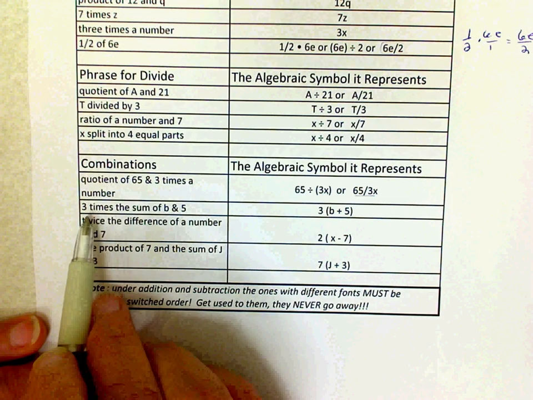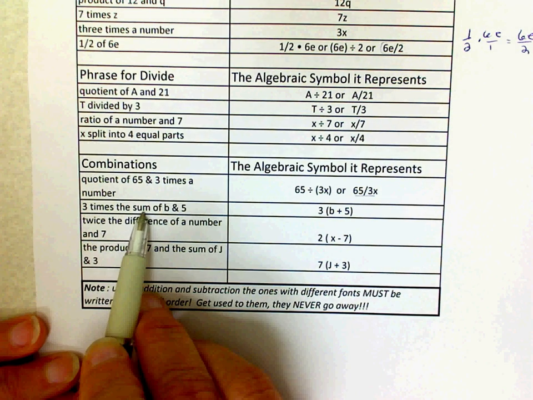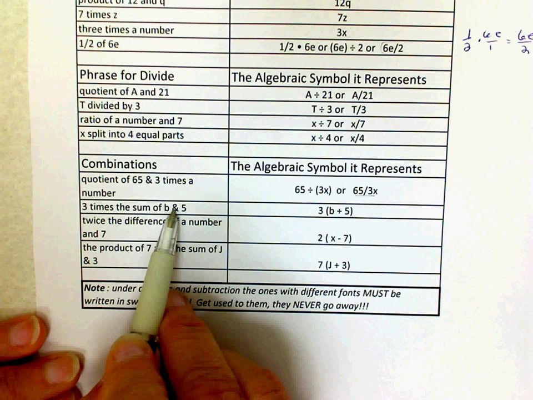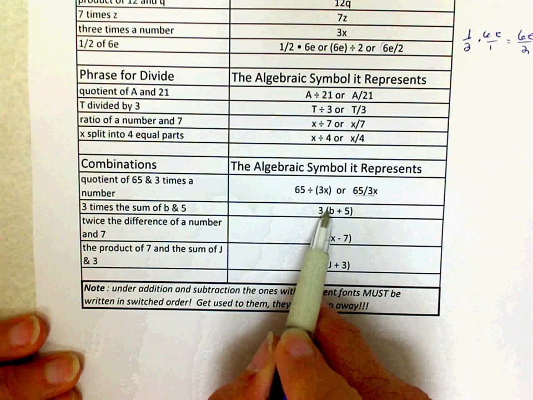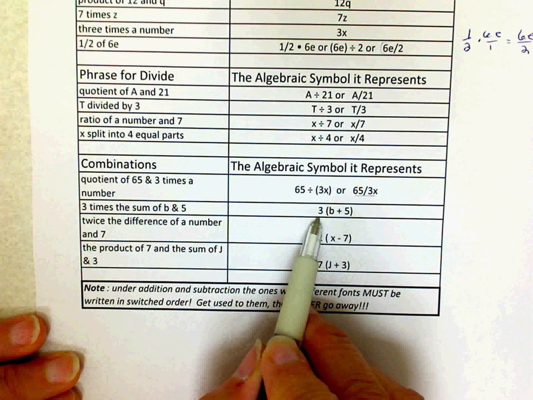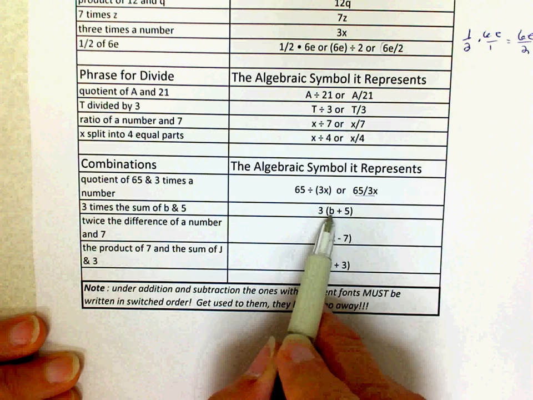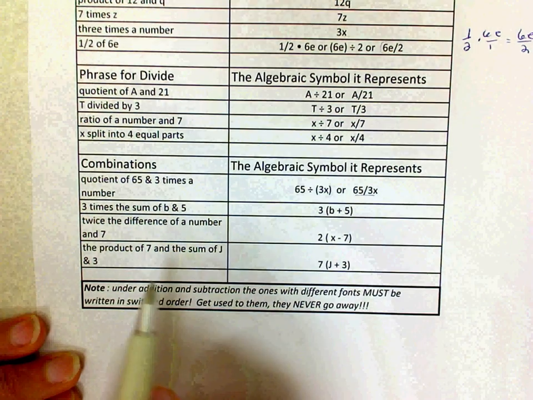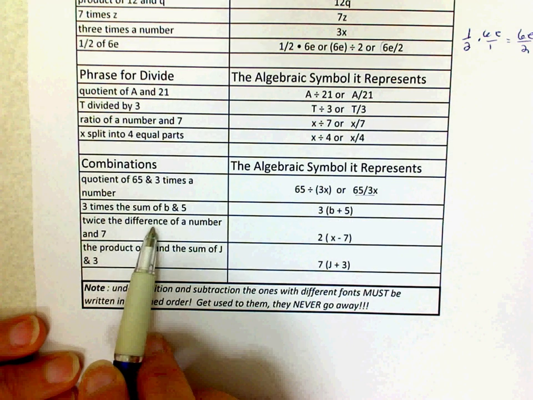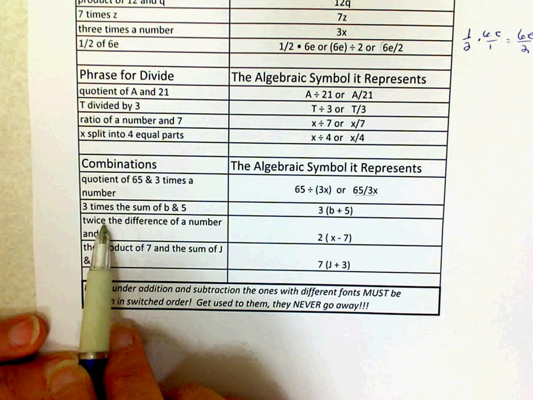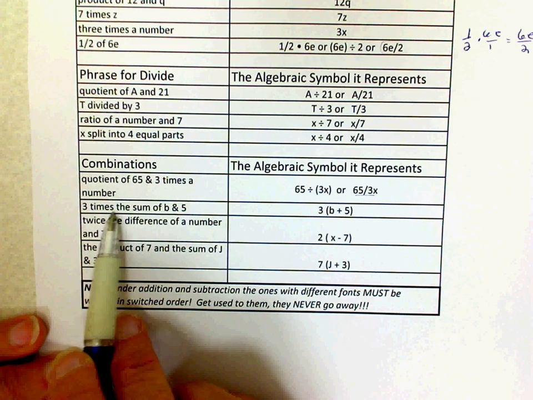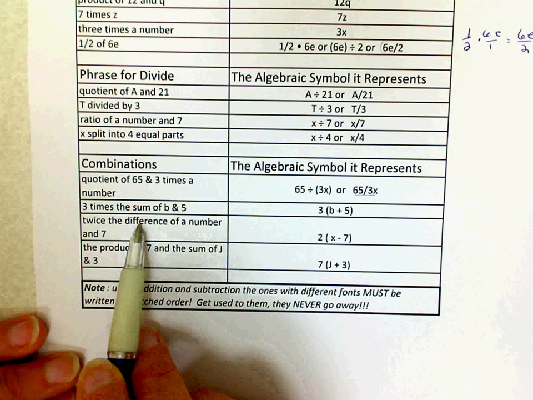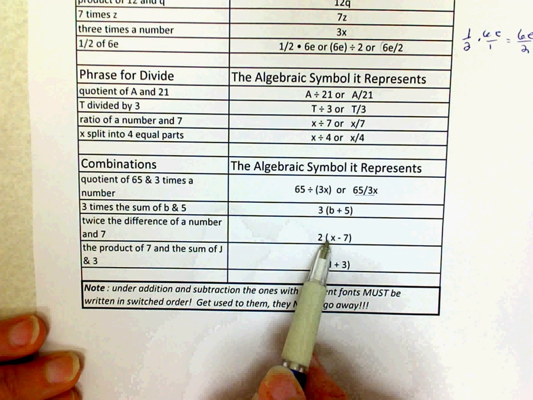Now 3 times the sum. The sum has to go first. So b plus 5, and notice the parentheses, and I put the 3 on the front. So 3 times b plus 5 together. Twice the difference, again, twice the difference, 3 times the sum. Whenever there's another word before you see "and," you always have the parentheses.